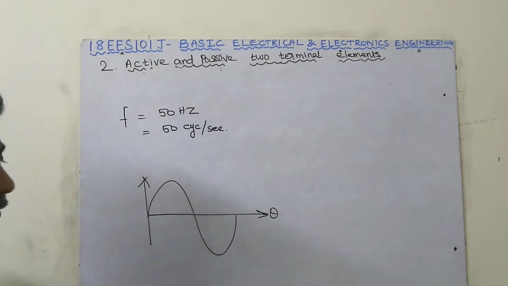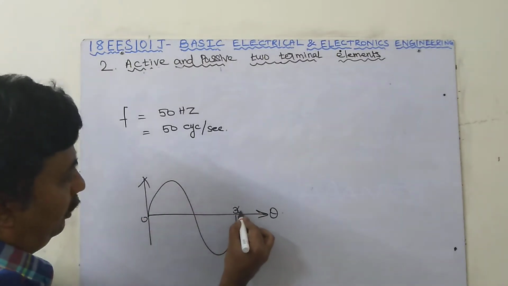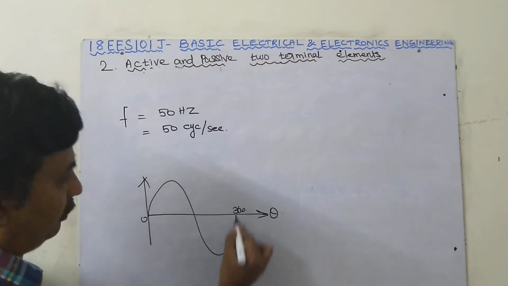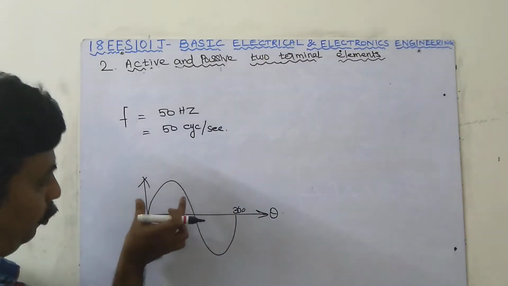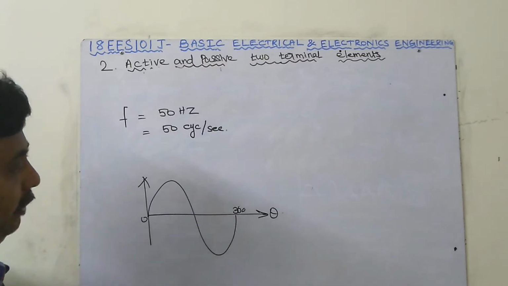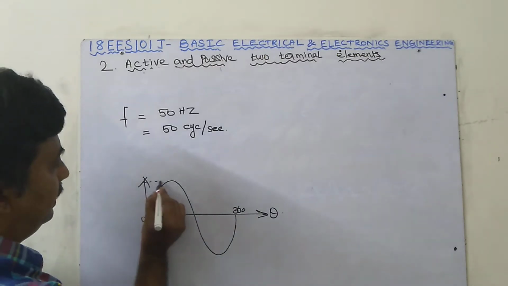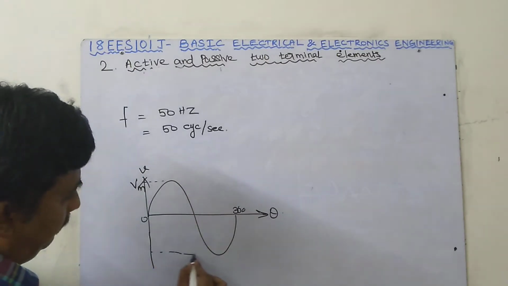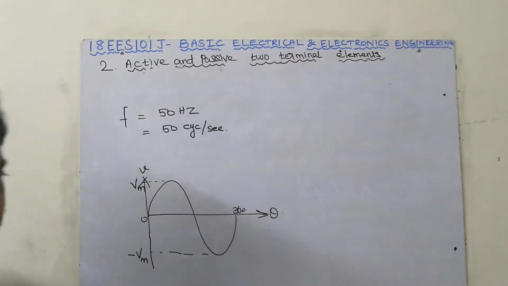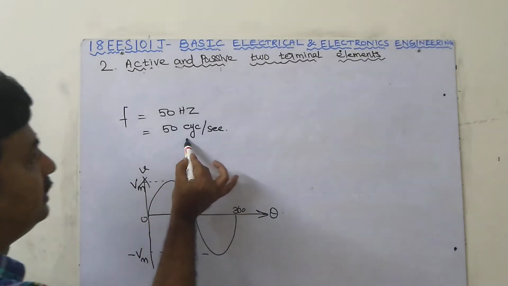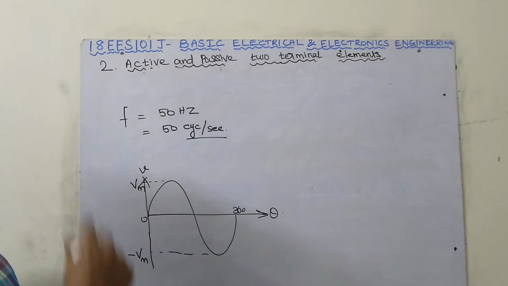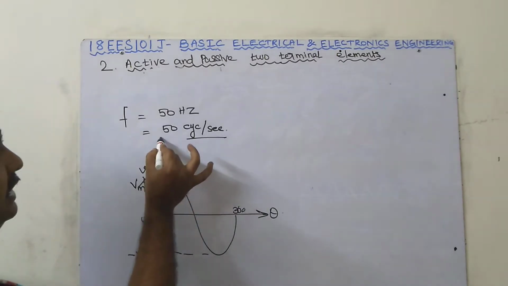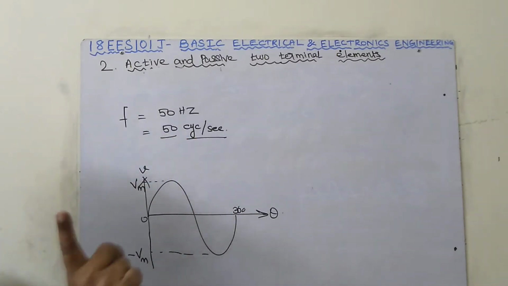This is called one cycle, 0 to 360 degrees. This is the positive half cycle, and this is the negative half cycle. Positive half cycle plus negative half cycle put together is one full cycle. Suppose I am taking voltage: this is the maximum voltage in the positive direction, and this is the minus maximum voltage in the negative direction. So what is meant by frequency? Frequency is how many cycles there are in 1 second. In the Indian system we follow 50 hertz, so 50 cycles will be there.